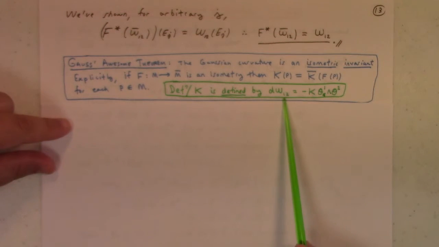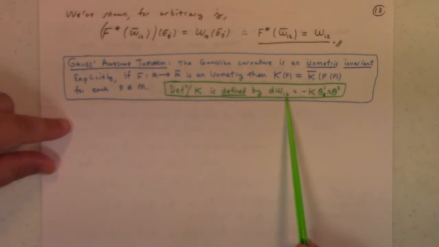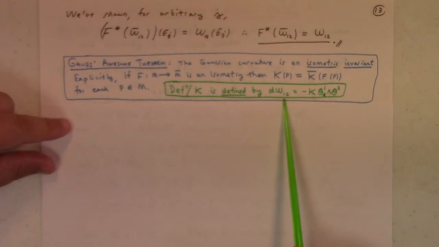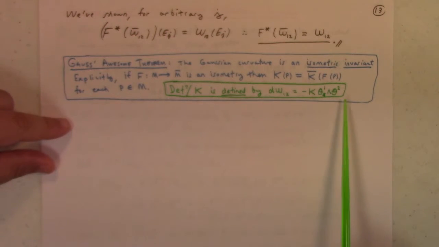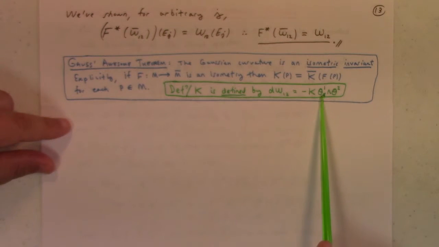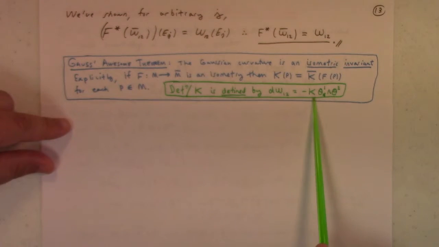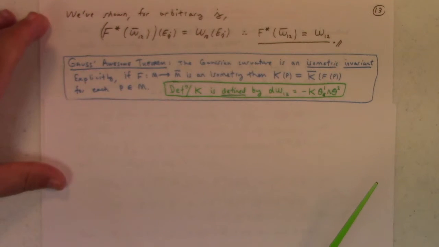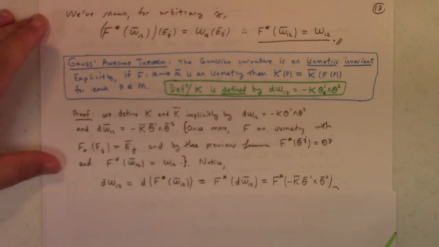So I take the 1 2 connection form, take the exterior derivative of that, all right? This calculation goes through without any reliance on unit normals or anything else. We can just exterior differentiate the 1 2 form, and when we do that, it's going to be a 2 form. It has to be linearly dependent on omega 1 wedge omega 2 because surfaces are 2 dimensional. And minus that coefficient is what we call the Gaussian curvature. All right, with that definition understood, we embark on the proof.